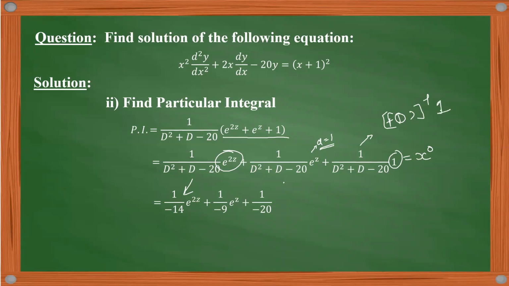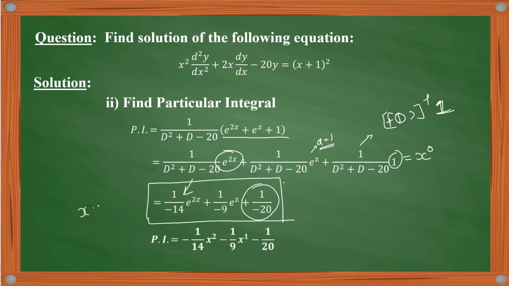So it is obvious that it is only 1 here, and if we differentiate this one even one time, it will become 0. So the rest of the whole part will be 0. So the only remaining part is minus 1 upon 20. So our final particular integral is equal to this, but now we need to again make the substitution because we have assumed x to be e to the power z. So our final particular integral will be minus 1 by 14 x square minus 1 upon 9 into x and minus 1 upon 20. So this is our particular integral.